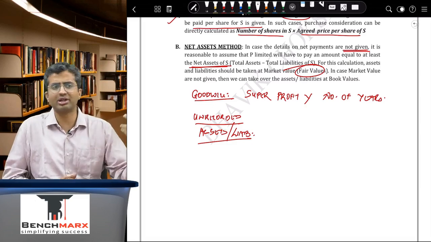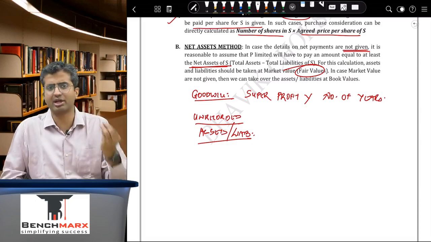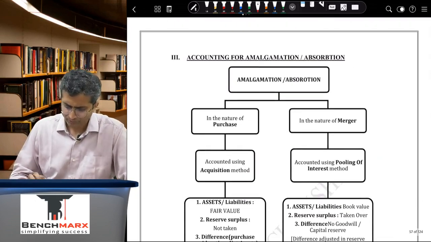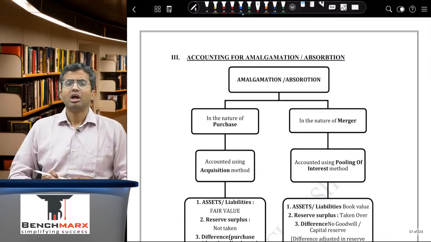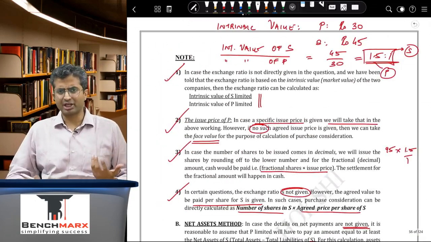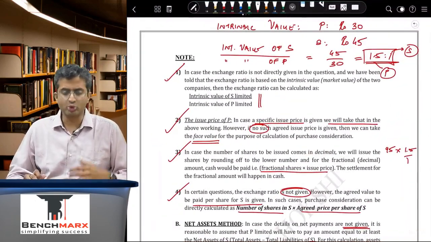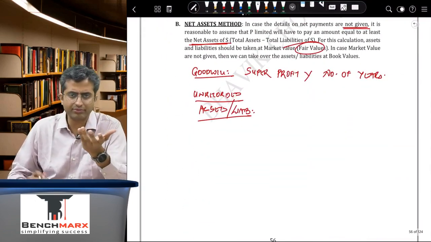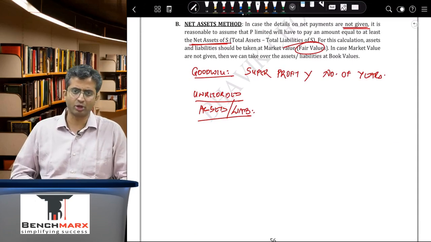You can show these unrecorded assets as either other current assets if they are assets, or other current liabilities if they are liabilities, if nothing is given. Achha. So this is PC. Second step is net assets taken over. If PC itself is calculated using the net assets method, then we will have the second step done in front of us.